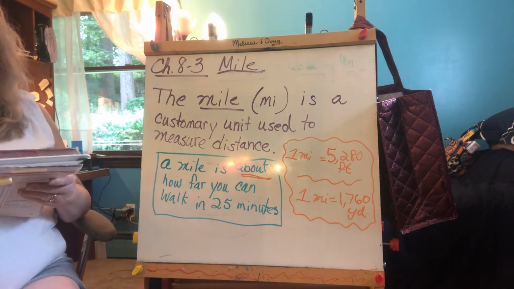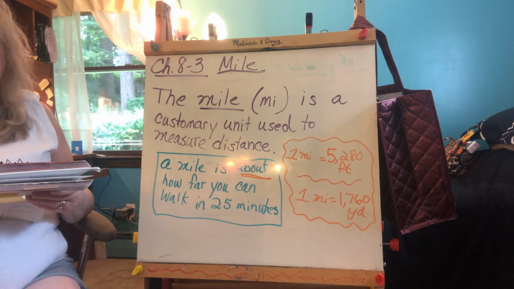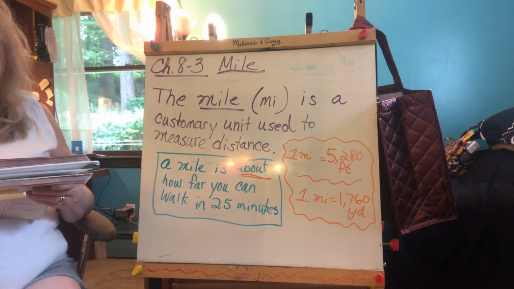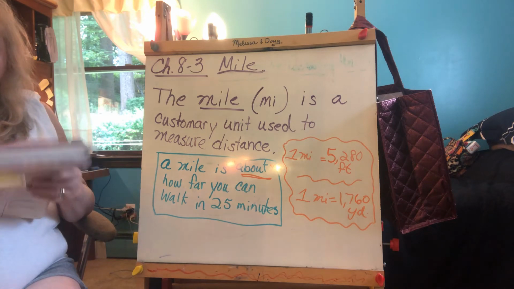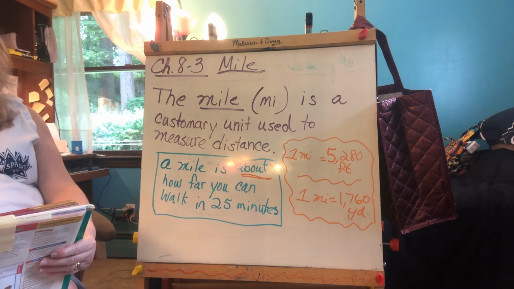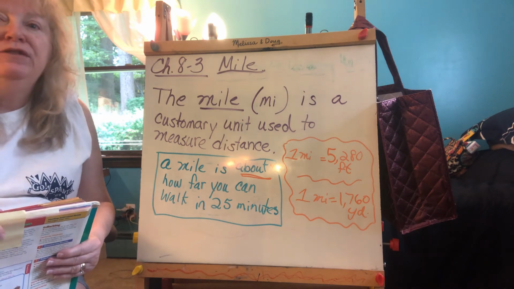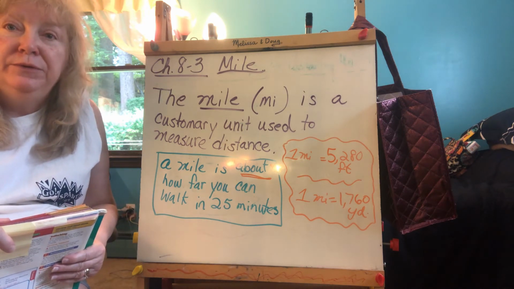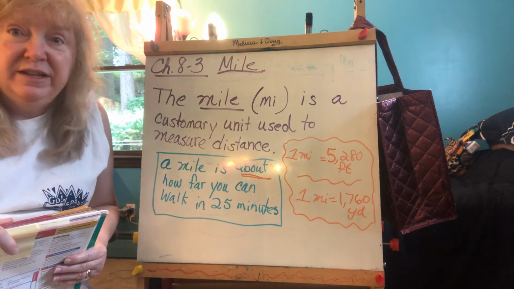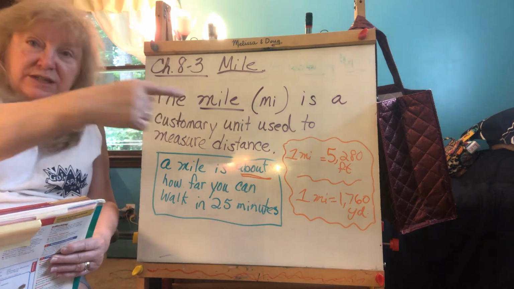Looking at the top here for numbers 1 through 4, which unit is used to measure each: inches, feet, yards, or miles? So if you wanted to go across your town and measure the distance from one side of town to the other, would you use inches, feet, yards, or miles? Well, I don't think there's any town small enough for you to use yards, and definitely not feet, and inches would be ridiculous. So you would use miles to measure from one side of Pequannock to the other side of Pequannock.